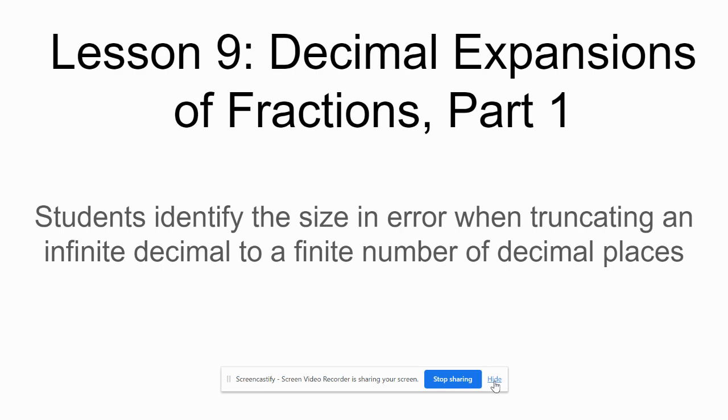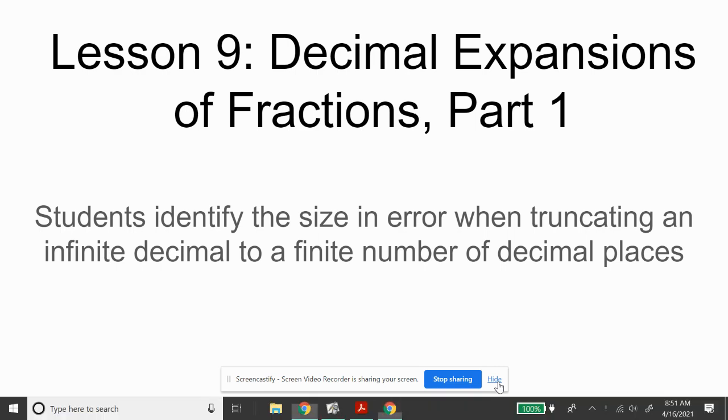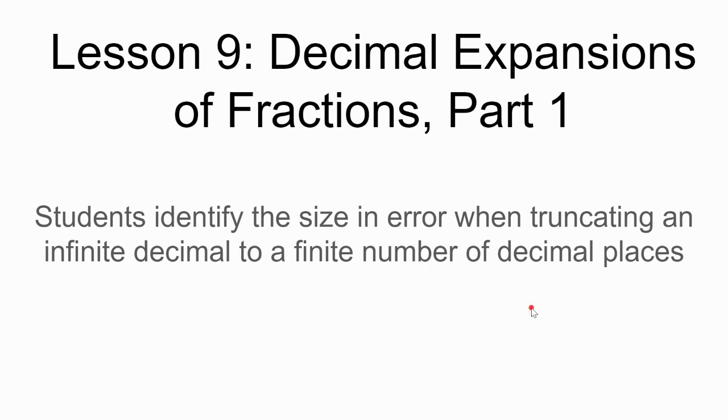So we're going to identify the size and error when we truncate an infinite decimal to a finite number of decimal places. Truncate just means when we cut something off, right? Because an infinite decimal goes forever, and we can't add those because our calculators don't go forever and our paper doesn't go forever. So eventually we have to stop putting numbers to add, subtract, multiply, or divide.